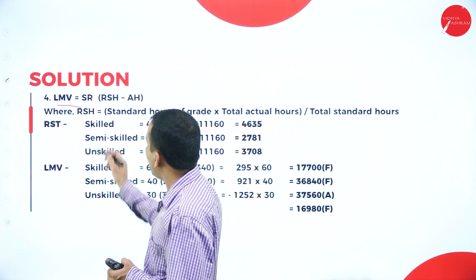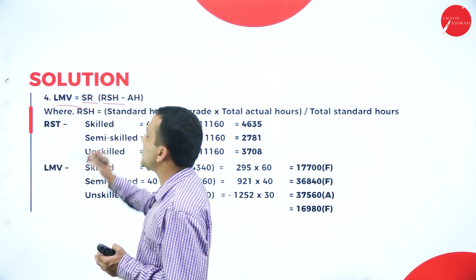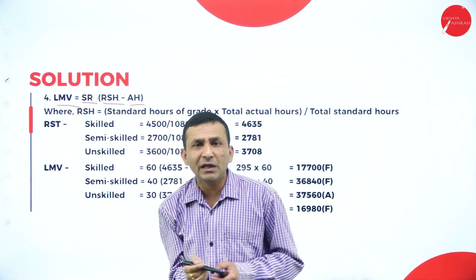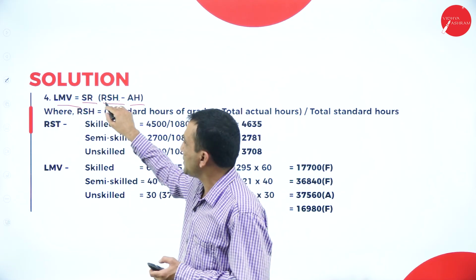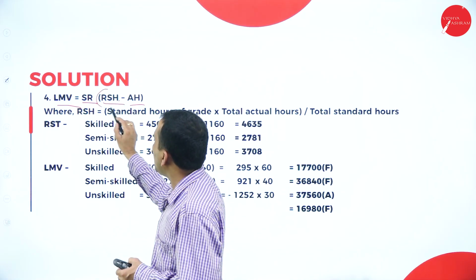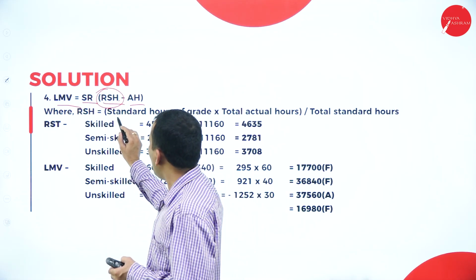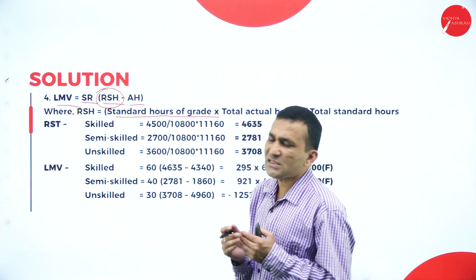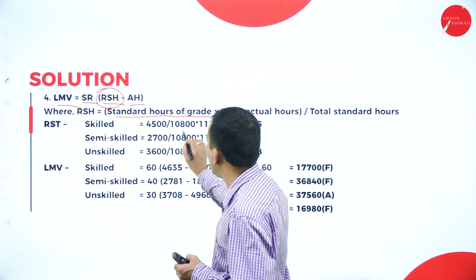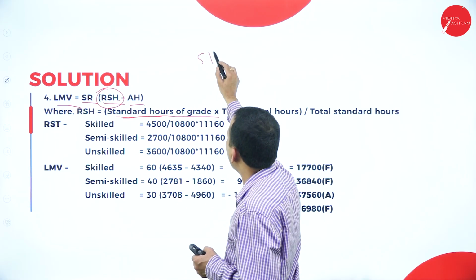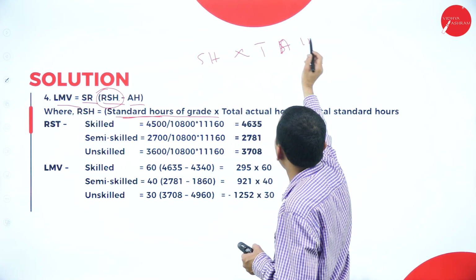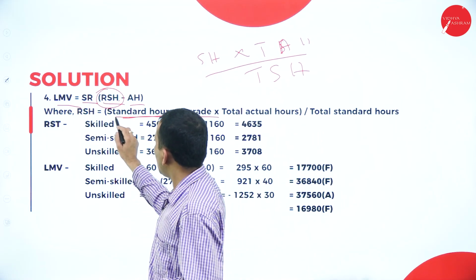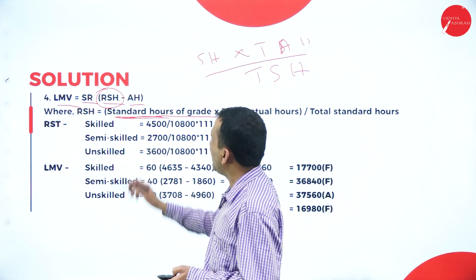Moving to the next one, the labor mix variance. The formula is the standard rate into revised standard hours minus actual hours. The revised standard quantity is applicable for material; for labor we consider the revised standard hours, so we need to calculate the revised standard hours. There are three grades: skilled labor, semi-skilled labor and unskilled labor. The formula is very simple: standard hours for the grade into total actual hours divided by total standard hours. The standard individual hours for each grade are given in the question.